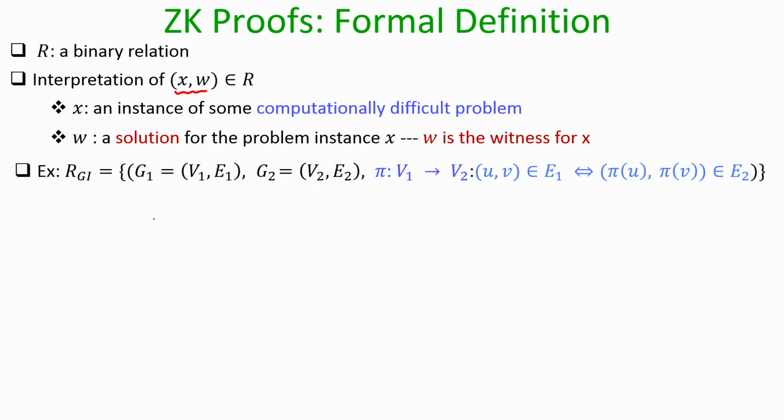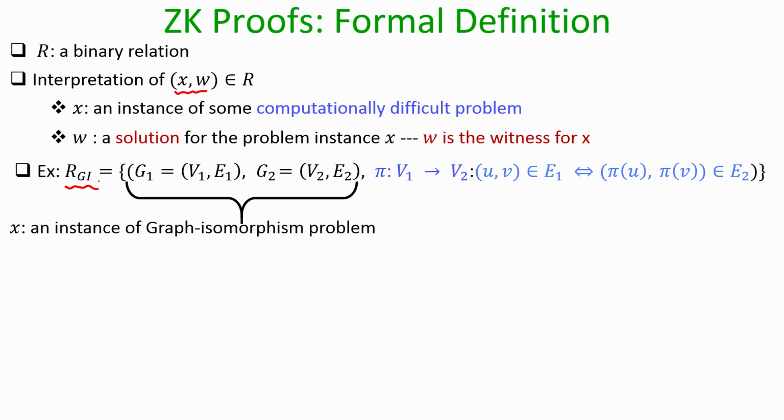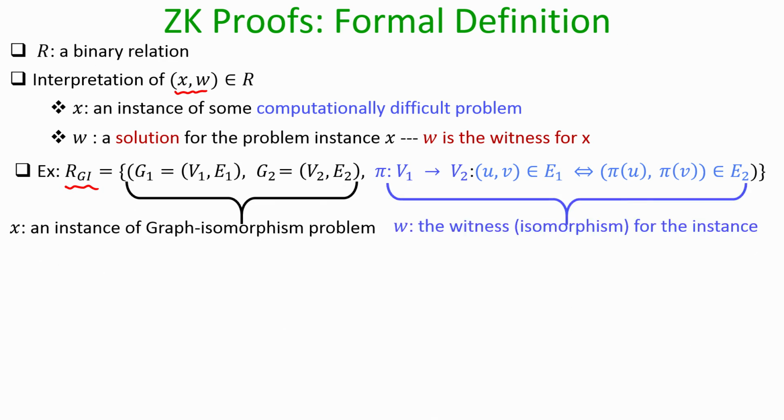To understand this relation R, let us consider the graph isomorphism relation here. An x comma w pair in the graph isomorphism relation R_GI will look like this, and the interpretation of elements present in this relation is as follows. The first part is the description of the two graphs, namely the problem instance. That means someone wants to prove that these two graphs are isomorphic, and the corresponding witness is nothing but the isomorphism, or the bijection, from the vertex set of the first graph to the vertex set of the second graph.